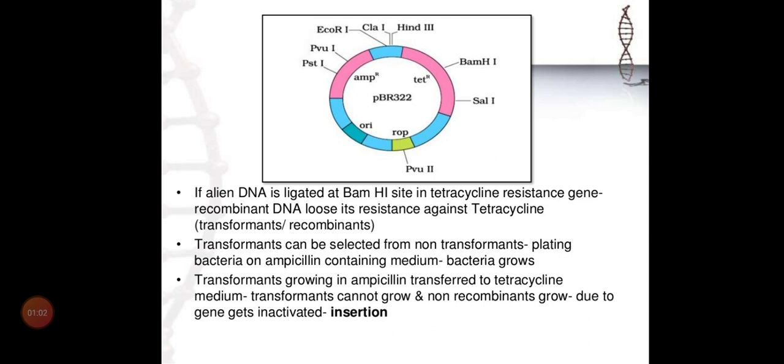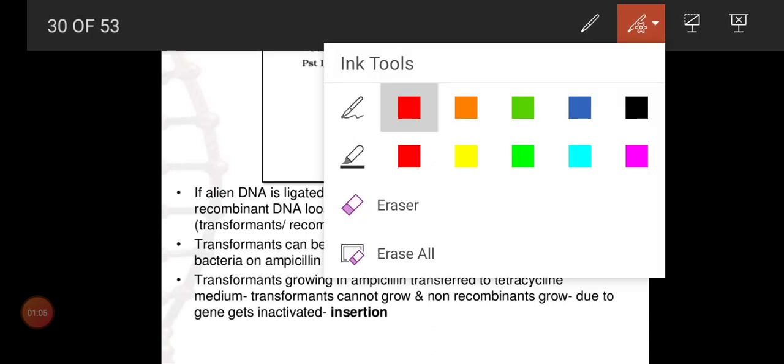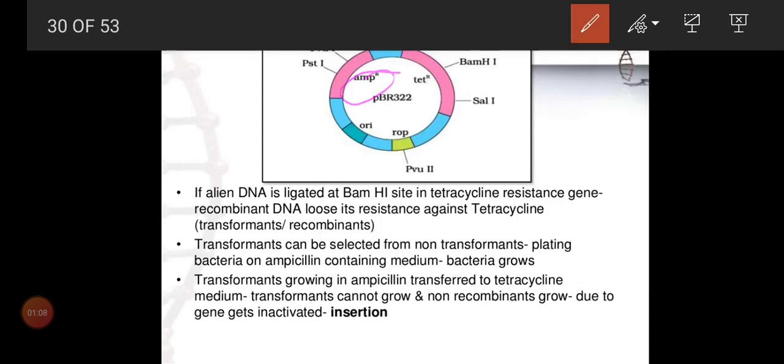And here, inside the small circle, we can see two genes: AMP, the ampicillin resistant gene, and on the side the tetracycline resistant gene, and ORI, the origin of replication, or regulatory genes meant for replication. ROP is meant for a protein of replication. Is it clear, children? Now all are surrounded by restriction sites.